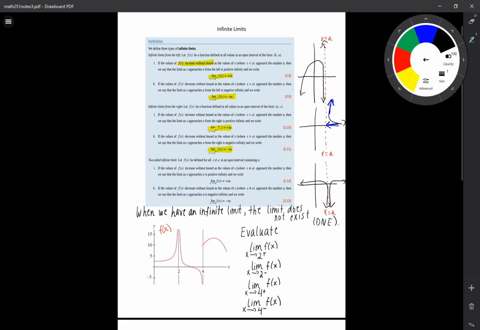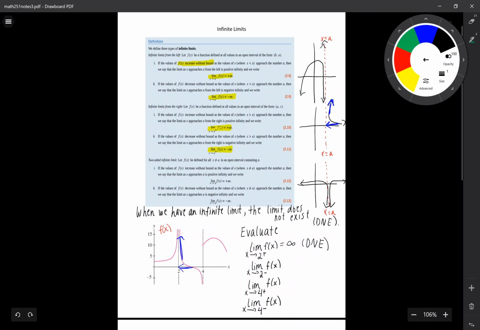Let's do another example here, looking at this pink graph down below, and evaluate all of these limits. So the first one is the limit as x approaches 2 from the right of f of x. So we are approaching 2 from the right side. So we are on this piece of the graph, and I see that as x approaches 2 from the right, our y value is exploding. So this is equal to infinity, which means that it does not exist.